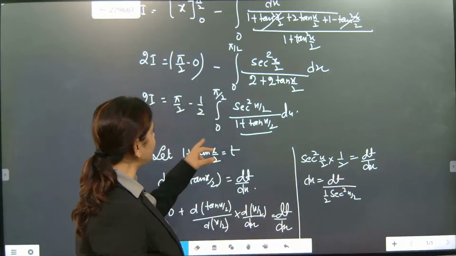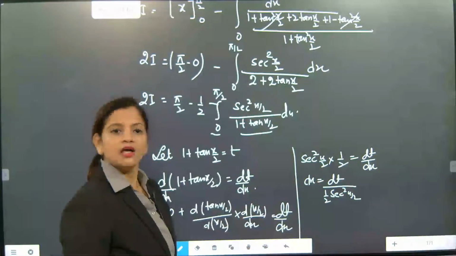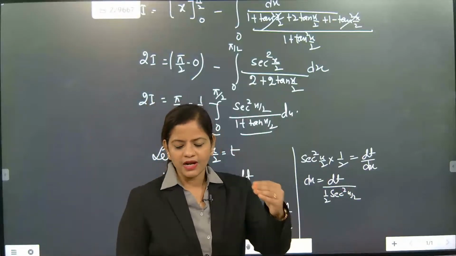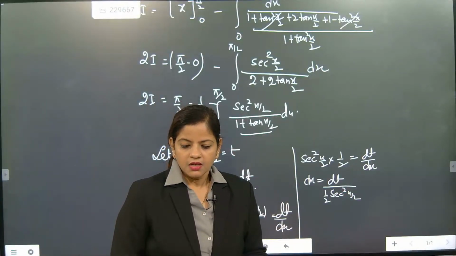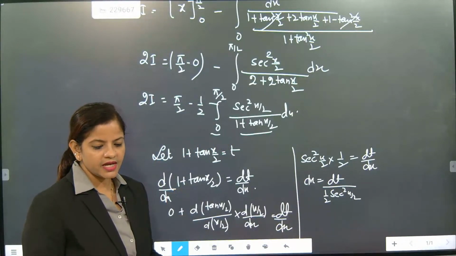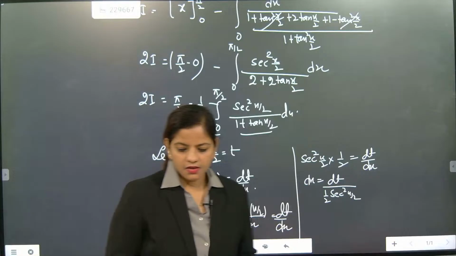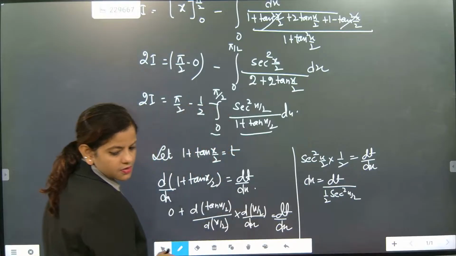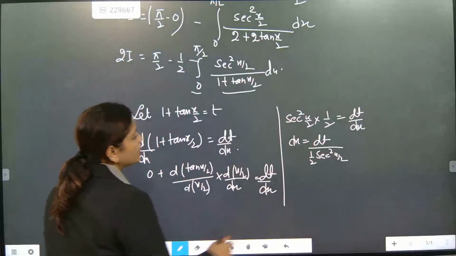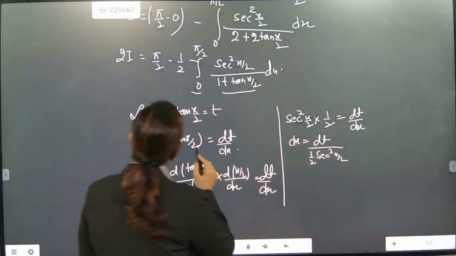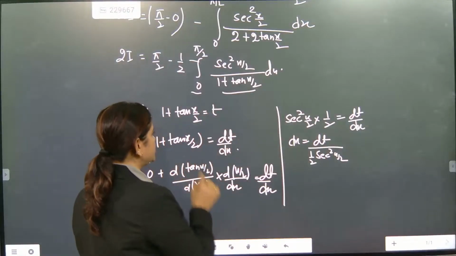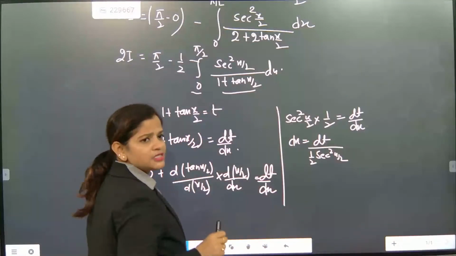But since it's a definite integral, the limits will also get affected, because in a definite integral, when the variable changes, the lower limit and upper limit change. So what is the lower limit value? 0. So we are going to substitute 0 here. What are you getting? Tan 0 is what?